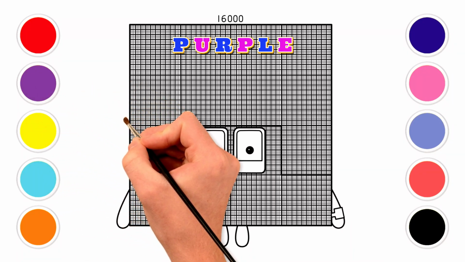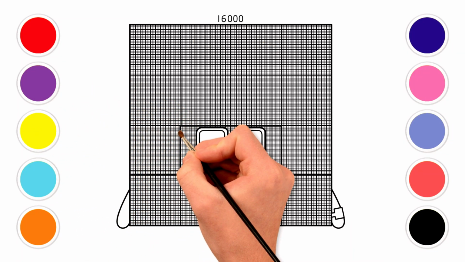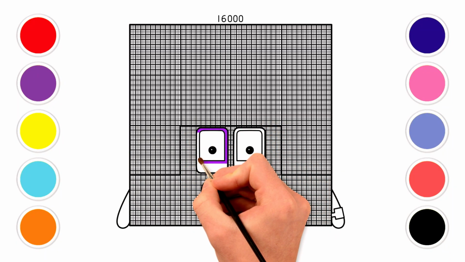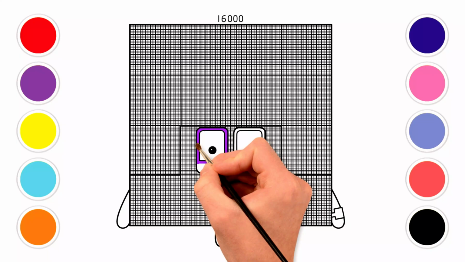P-U-R-P-L-E. Purple color. Tick-tock, tick-tock, time never stops. Color, smile. Eye drawing outlines lightly, make the picture never stop. Find the blocks one by one.